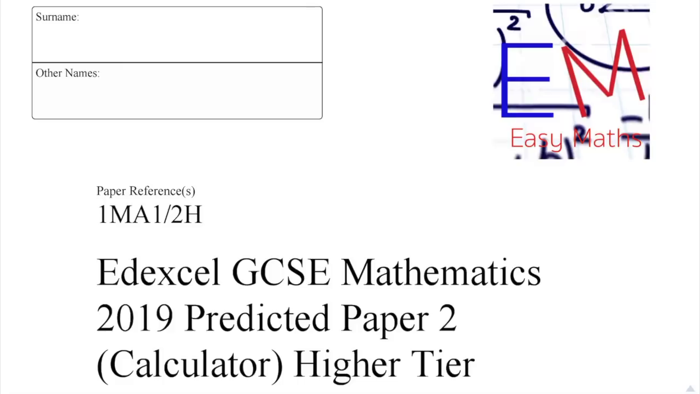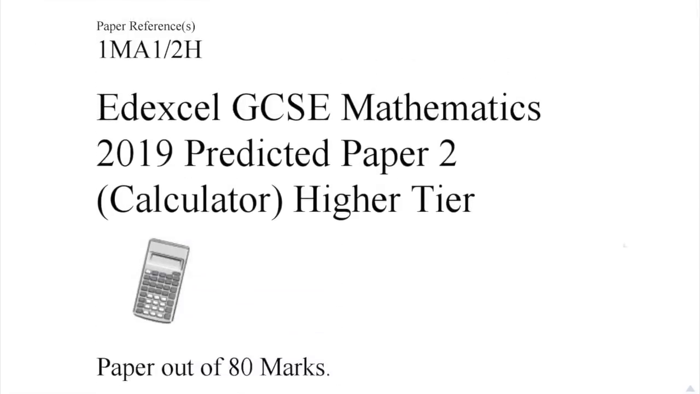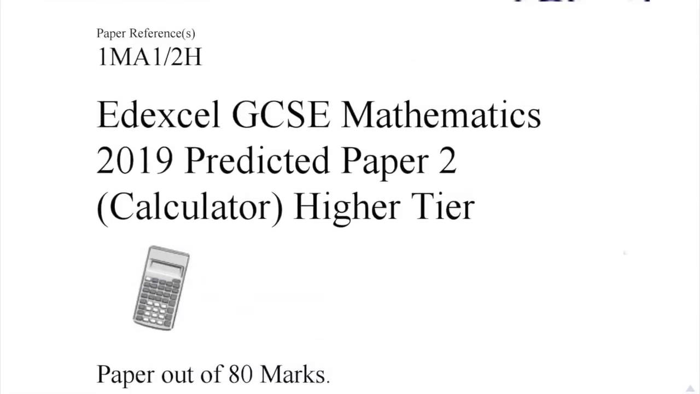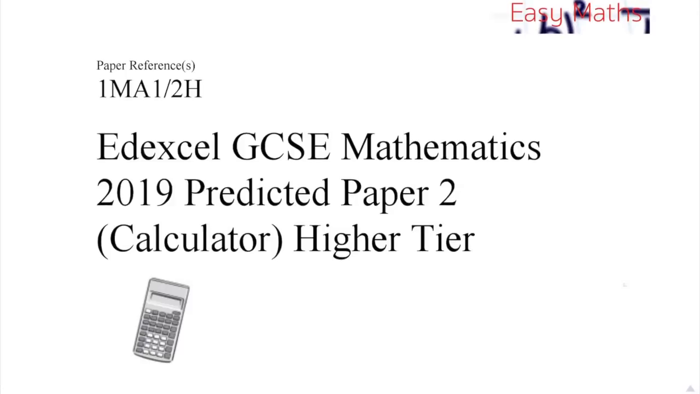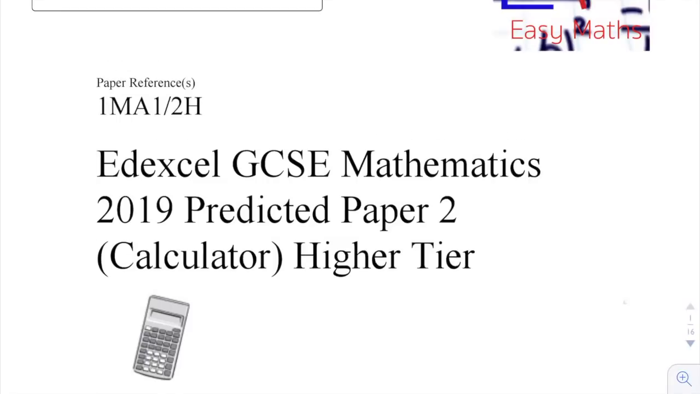Hi guys, welcome to this easy maths video where today we will be looking at the predicted paper that I've prepared for the Edexcel GCSE Maths Paper 2 higher tier. This is a calculator paper. It's made up of 80 marks, which is the same for all three papers. Now I've tried to include as many topics that we didn't see in paper 1, and hopefully this should give you quite a good indication of what topics you could see coming up in paper 2.